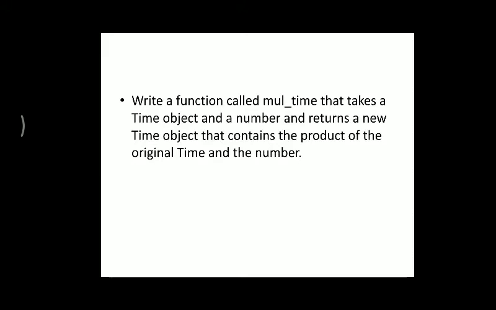Write a function called multiplication_time that takes a time object and a number and returns a new time object that contains the product of the original time and the number. And this example is very similar to the previous examples discussed. So you can solve it, and you can submit this as an assignment.